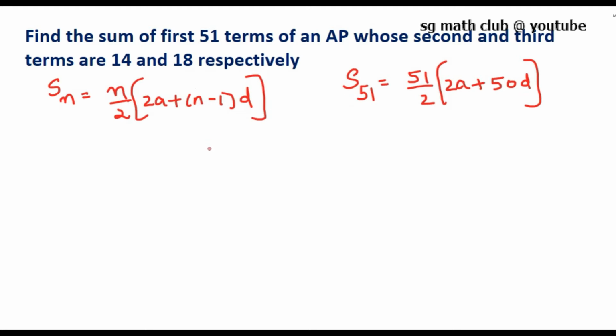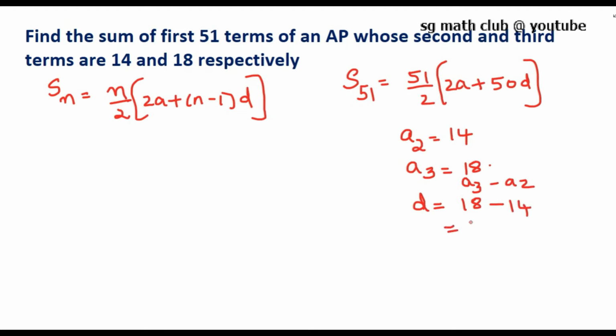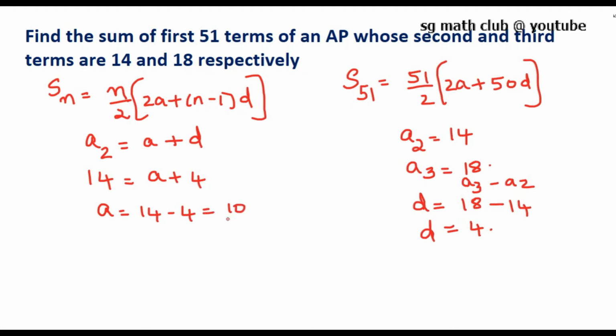First term and common difference are not given. Instead, the second and third terms they have given. Second term is 14. Third term is 18. Therefore, the common difference will be a3 minus a2. 18 minus 14 is 4. Again we need to find out the first term. Substitute in any of the equations. A2 is a plus d. 14 is equal to a plus 4. A equal to 14 minus 4, that is 10.